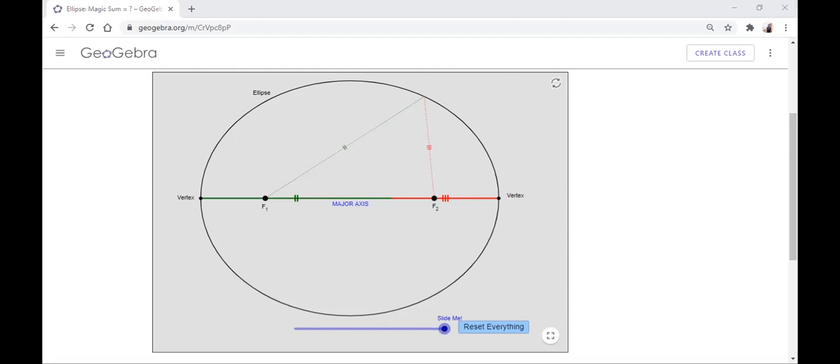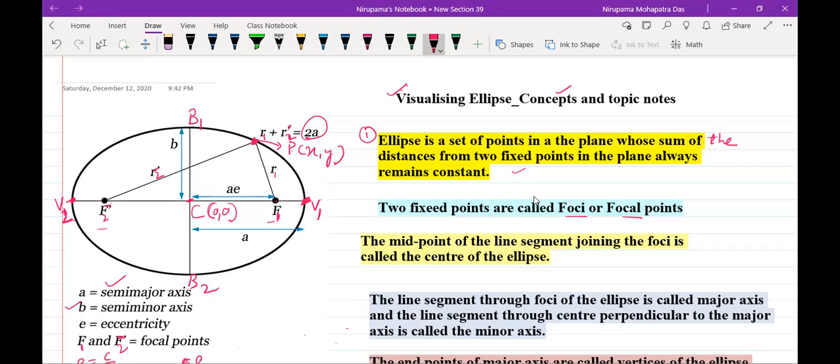Going back, these two fixed points are called focal points, or foci, which is the plural of focus. In the case of the parabola, we studied one focus. Here we have two. The midpoint of the line segment joining the foci is called the center of the ellipse. Also, the line segment through the foci of the ellipse is called the major axis, and the major axis extends up to V1 and V2.